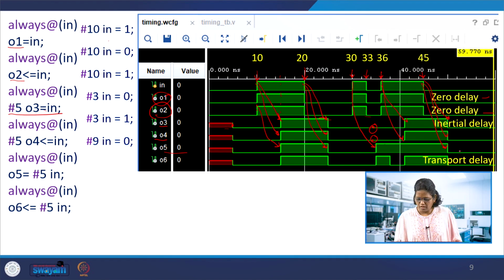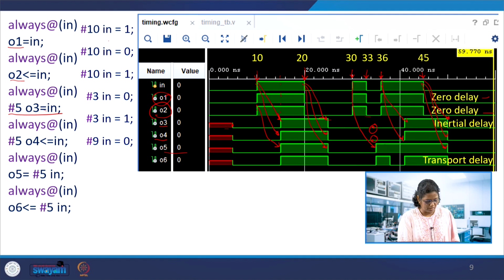So, this is a case of neither the zero delay nor the initial delay nor even the transport delay, where glitches, that is, changes whose duration is less than the delay which is specified here, are reflected. So, this model is an intra assignment delay, but with immediate assignment.